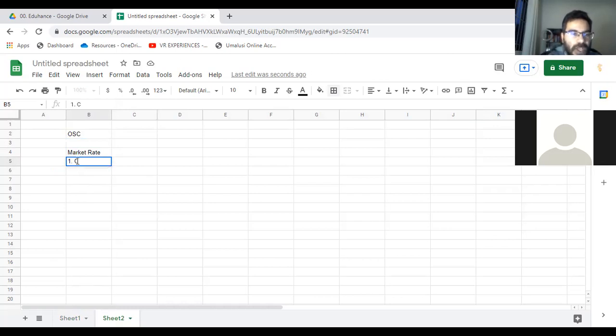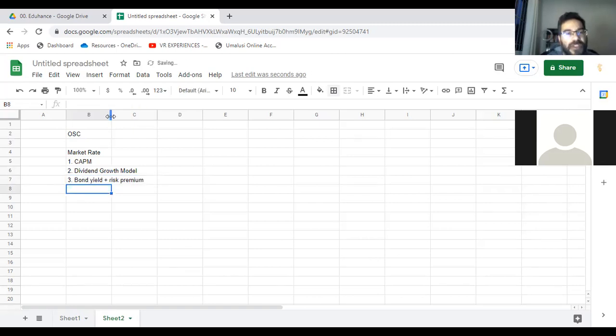Way number 1 would be the CAPM model, capital asset pricing model. Method number 2 would be the dividend growth model, or the Gordon growth model, whatever you want to call it. And number 3 would be bond yield plus risk premium. Those are the 3 methods.